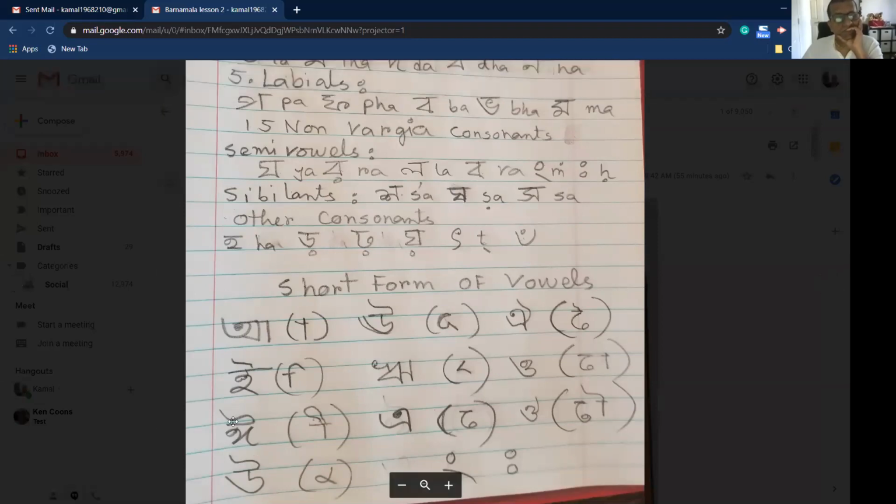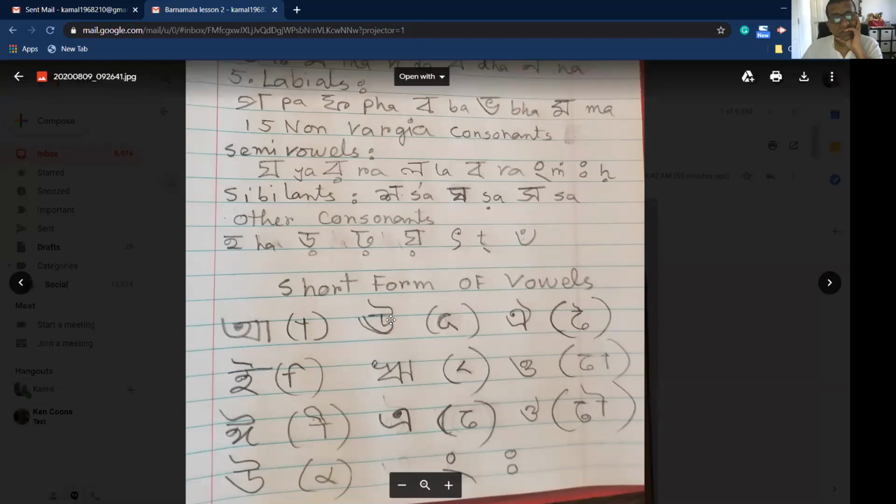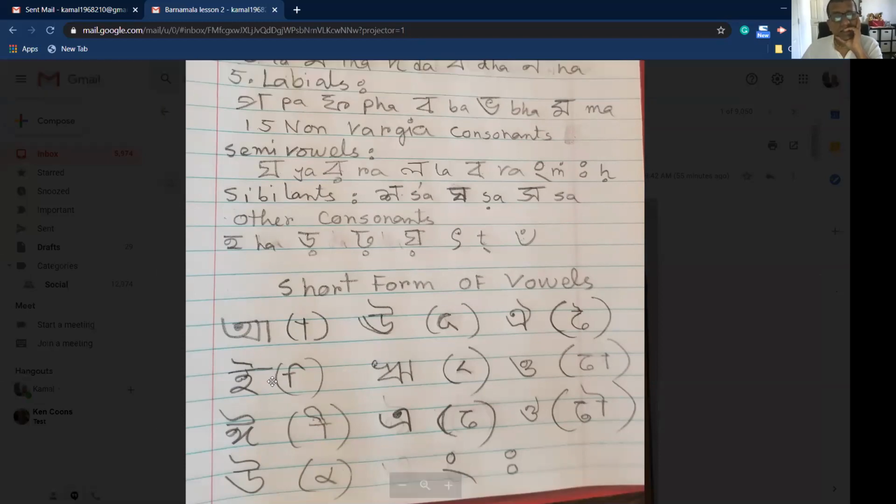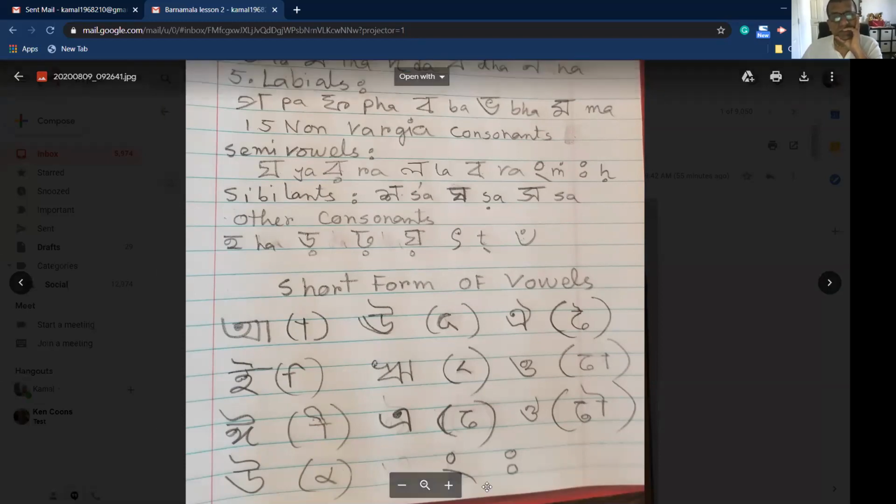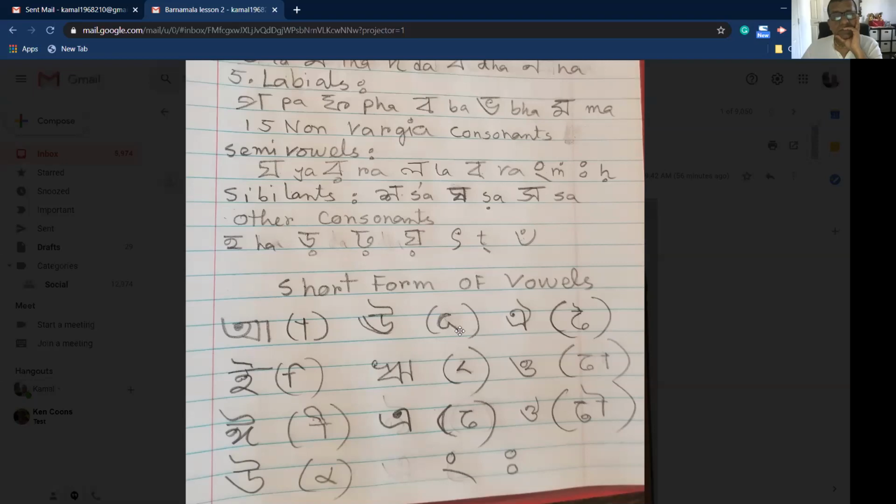E has a form, roshikar. Dirghi has this short form. Akar, roshikar, dirghukar. U has a short form, ukar. So I want you to print out and practice this. This short form you have to practice with vowels. And then dirghu has a short form. This is the short form.